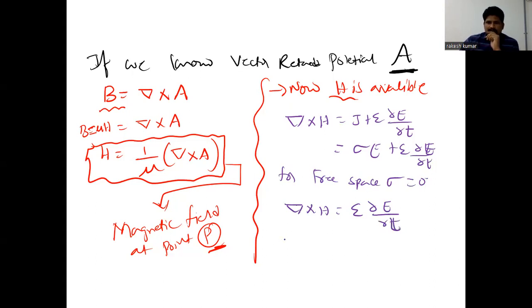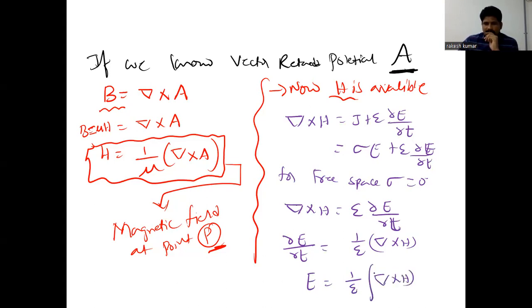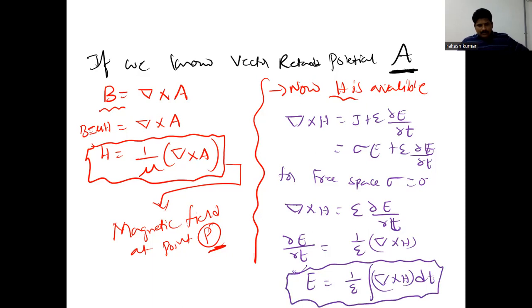So from this, dou E by dou t is equal to 1 by epsilon into del cross H. From this, what is the expression for E? E is equal to 1 by epsilon into integration of del cross H dt. So this is the procedure you want to keep in mind.